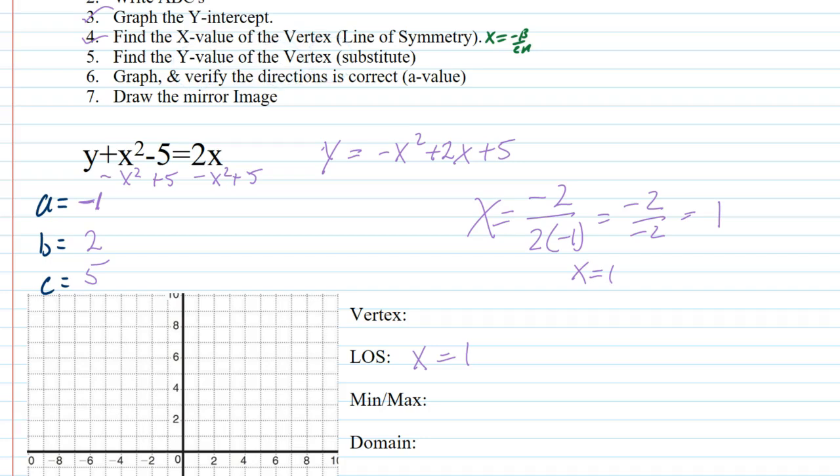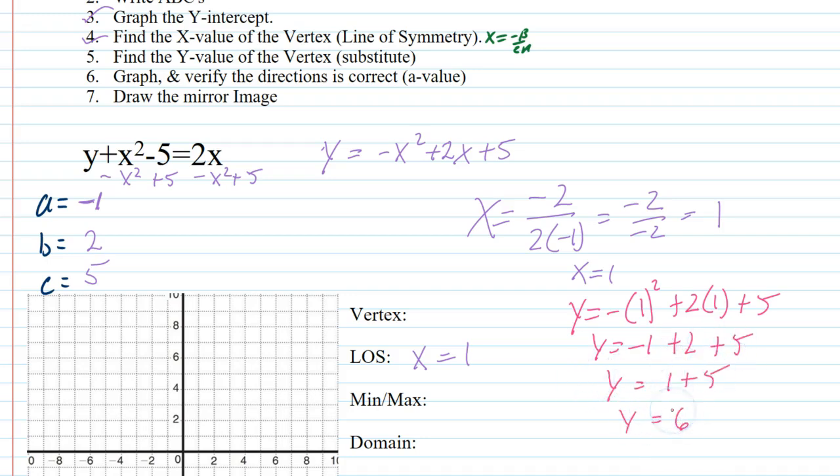Then find the y value of the vertex. You do this by simply substituting. Y is equal to negative x squared plus 2x plus 5. So negative parenthesis, my x is 1 squared plus 2 times 1 plus 5, which is 6. So our vertex is 1, 6.